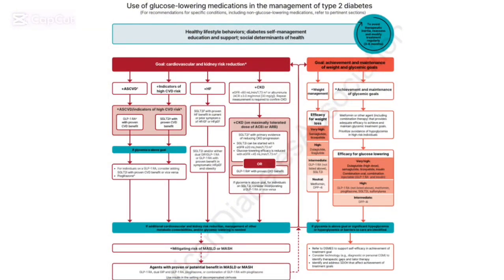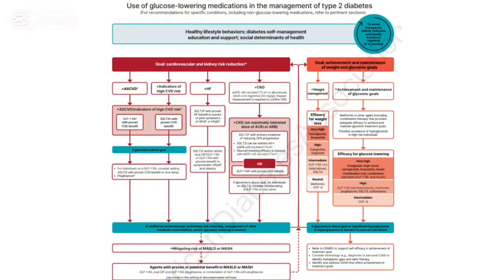In patients already receiving maximally tolerated doses of ACE inhibitors or angiotensin receptor blockers, ARBs, SGLT2 inhibitors are recommended as first-line agents because strong evidence demonstrates their ability to slow CKD progression, reduce albuminuria, and delay end-stage kidney disease. These agents may still provide renal protection even when eGFR declines below 45 milliliters per minute per 1.73 square meters, although glycemic effects become less pronounced.